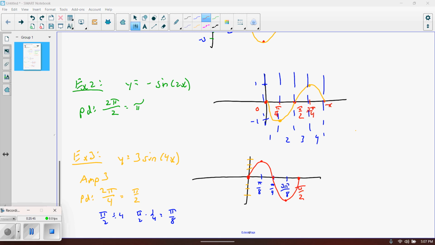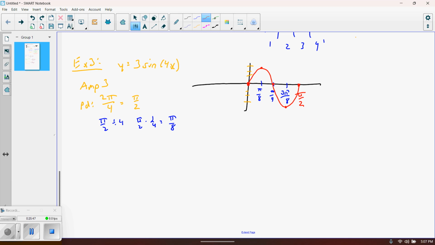All right, we'll do one more example on this video, and then we're going to come back with a second video because we haven't done anything with phase shifting or vertical shifting yet, and that's what we'll do on that one. For this last example, I want to do one that looks like this. So y equals 2 sine of negative pi halves x. So it's definitely got an amplitude of 2.